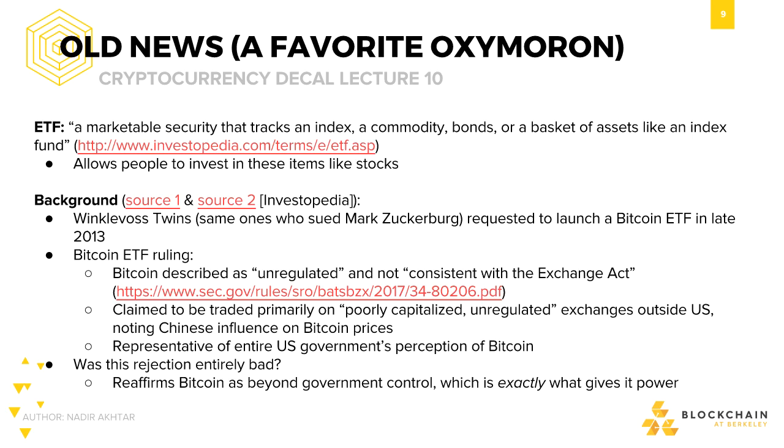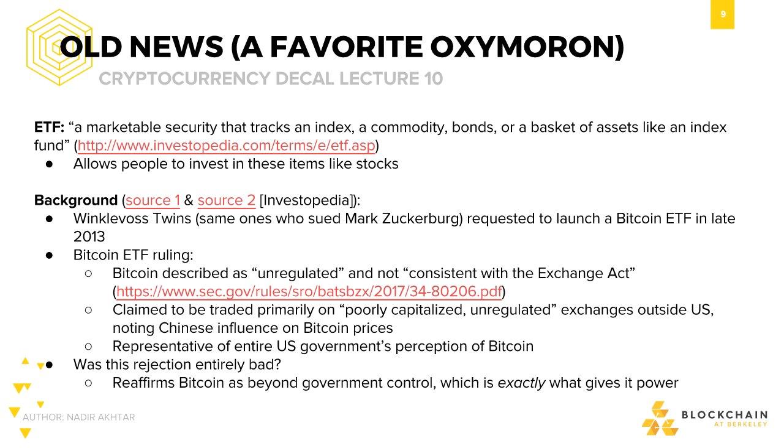So some background on why we're discussing ETFs. The Winklevoss twins, who, if you've seen The Social Network, are the same twins who tried to sue Mark Zuckerberg because they claimed he stole their idea for Facebook, requested to launch a Bitcoin ETF in late 2013. And as of late March of this year, a decision was finally made: Bitcoin is still too unregulated and too unstable to be tracked like an ETF, because it would leave investors not confident in the security and stability of their cryptocurrency.